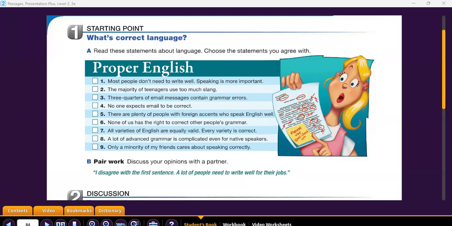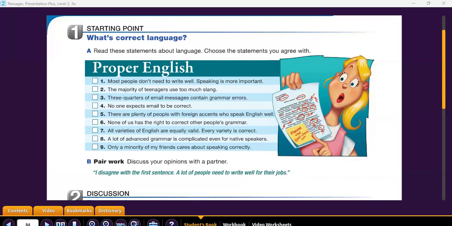What about number 4? No one expects emails to be correct. Disagree. Well, as a teacher, I expect emails to be correct. Okay, number 5. There are plenty of people with foreign accents who speak English well. Agree.